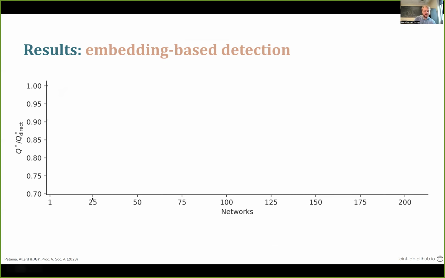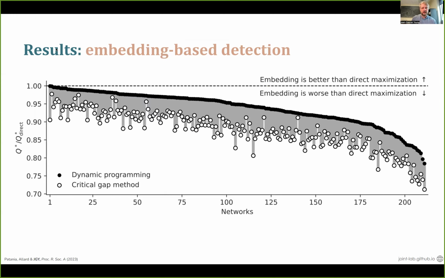And so here what I'm showing is a collection of 200 networks, and we're going to see the quality of what we find with embedding divided by the quality of what we would find without embedding. So like Girvan-Newman or the fast unfolding algorithm that's trying to maximize modularity. A ratio of 1 tells you that embedding did as well as these direct methods, and a ratio above 1 says that you did better, so that embedding helped. And that's basically what you get: embedding never helps. It always does at best as well as direct optimization.